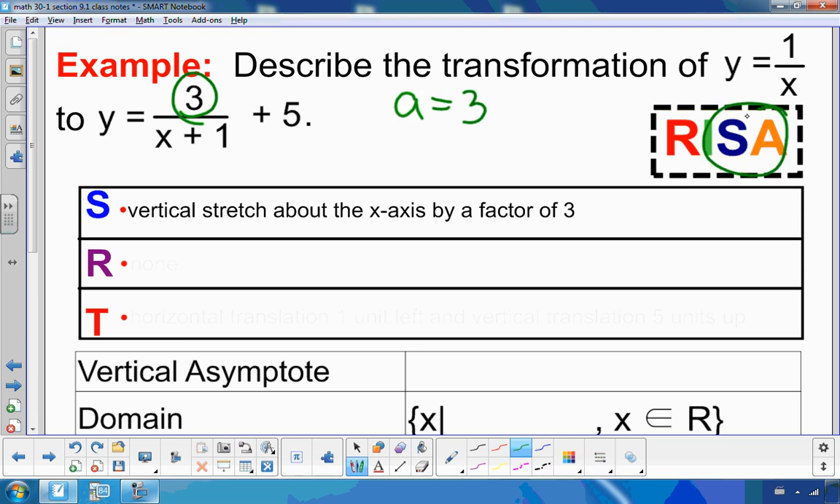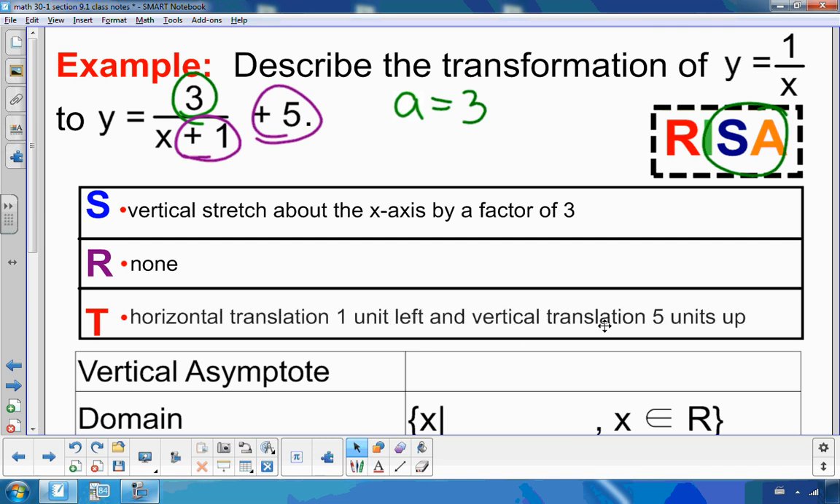Remember our RISA notation? We stretch about... Okay, I can see that since a is a positive number, there is no reflection. And then lastly, I'm going to look at my translations. So here I have a +3, remember horizontal lies, and here I have a +5, remember that vertical is straight up honest. So I know that I have a horizontal translation 1 left and a vertical translation 5 units up.